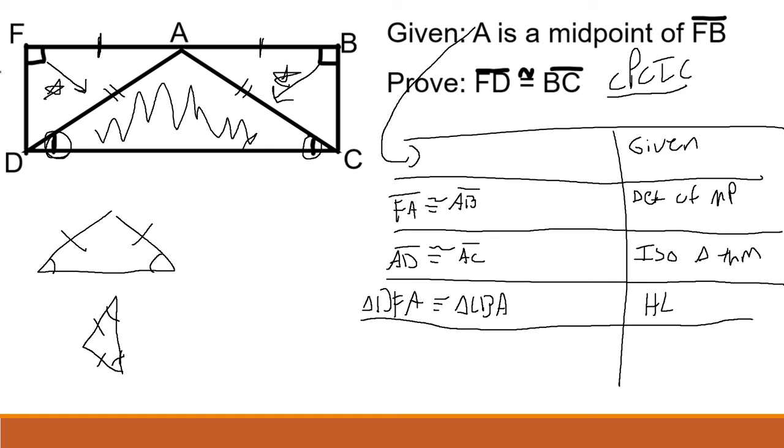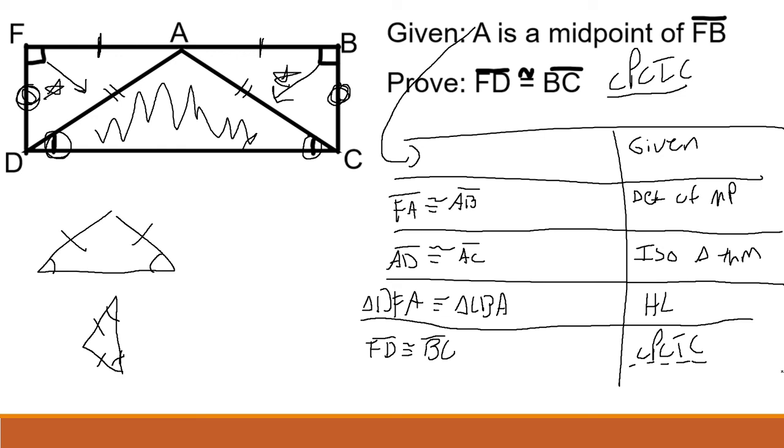So now that I have the triangles congruent, I can say that FD, this side right here, is congruent to BC, this side right here, because they're corresponding parts. So FD is congruent to BC because of, as we said on top, CPCTC. Corresponding parts of congruent triangles are congruent. So I've proven the triangles are congruent. I know that FD and BC are corresponding because of their position. Therefore, they have to be congruent as well. So that's it for this video.